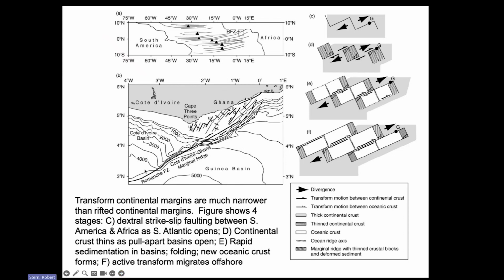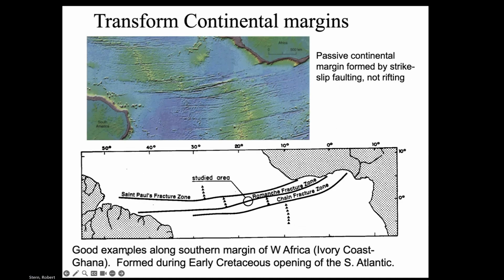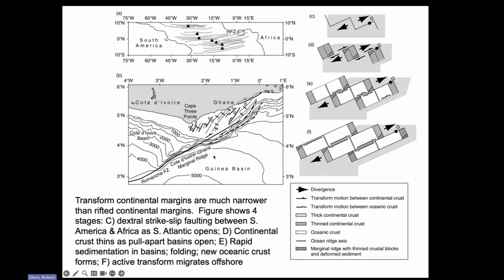And this is the Romanche fracture zone. Let's bring it back to the Romanche. So here's the Romanche fracture zone, and it can be traced basically almost onto the shore of Ghana. And then there are all of these structures associated with it. And this is how the geologists working on this see it.